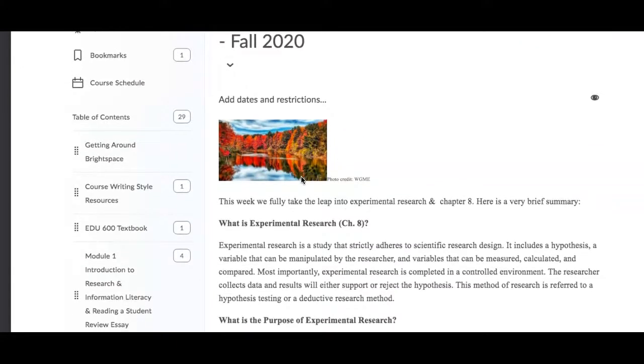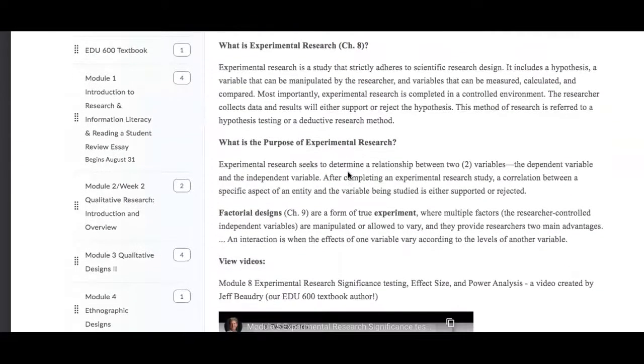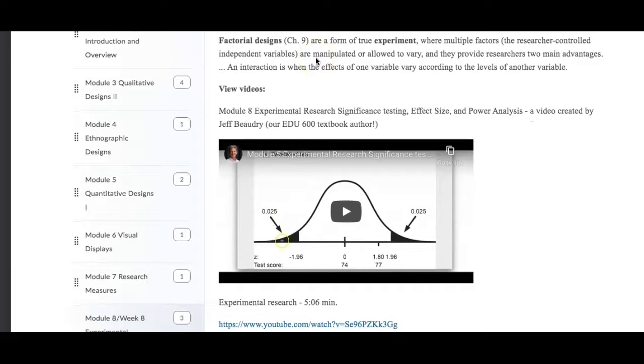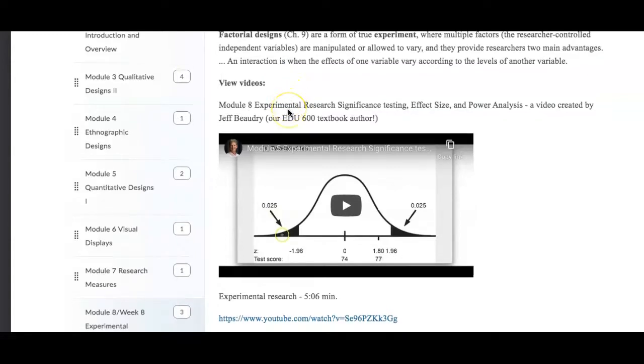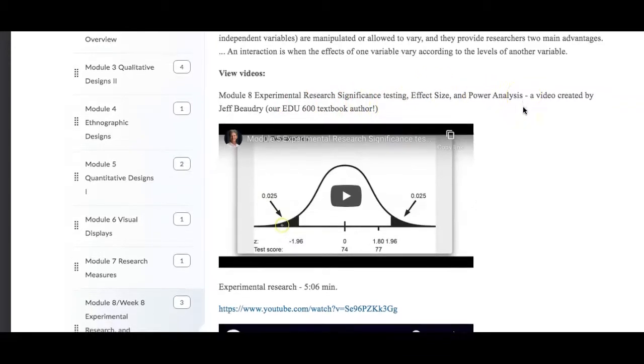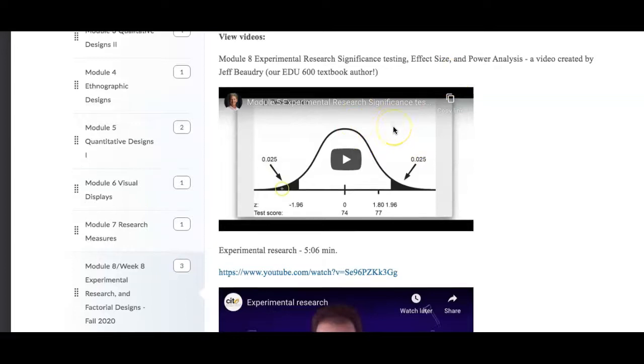So this week we're going to be going into chapters 8 and 9. Experimental research is in chapter 8. So what are the things to do this week? I'd like you to take a look at three videos. The first one is on experimental research, significance testing, effect size, and power analysis. This one is done by Jeff Beaudry. As you know, he is one of the authors of our textbook. I think this is about 11 minutes.